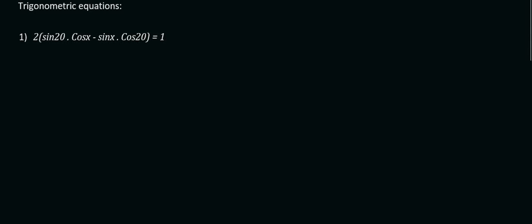So this is the first question we're going to look at for grade 12 for trigonometric equations. I promise you it's so easy. If you look here, you've got a 20 and a 20 over there, so that's good. And then you've got an x over here and an x over here. So they're just doing that compound angle stuff that we looked at a few lessons ago.